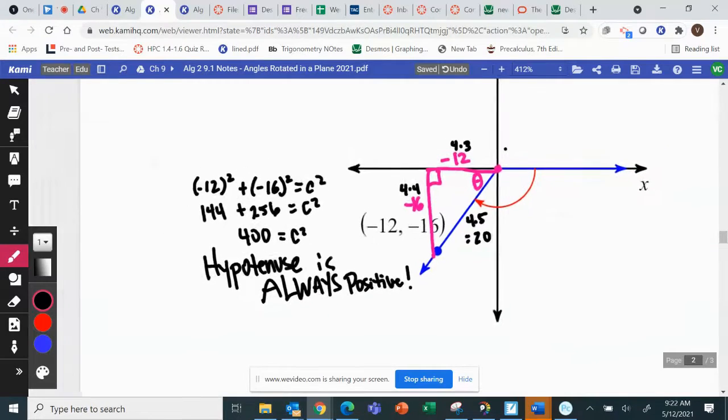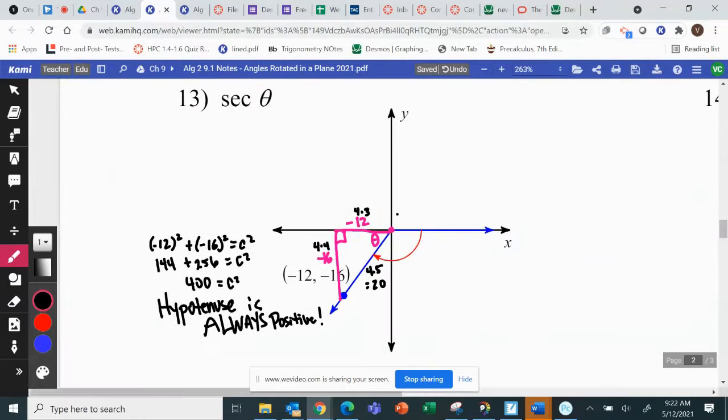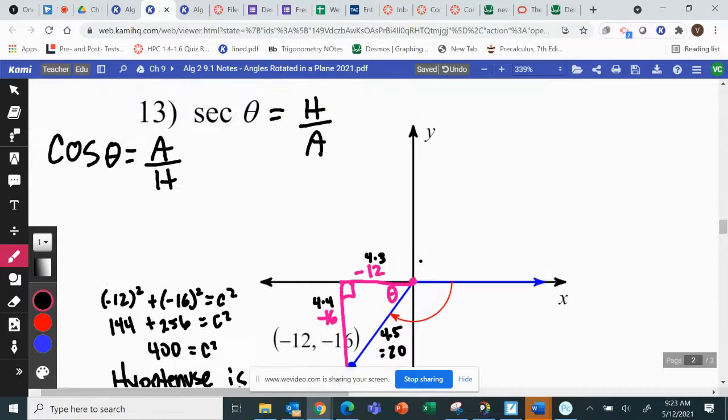Okay, so this is telling us to find the secant. So now we just learned about these today. It's a little rusty, I'm sure, but which one is the secant the reciprocal of? Cosine. So we know that cosine is CAH. Cosine of theta is A over H. That means secant is H over A. So we're going to find the hypotenuse and put it over the adjacent. Oh, we already found the hypotenuse. It's 20. And put it over the adjacent.